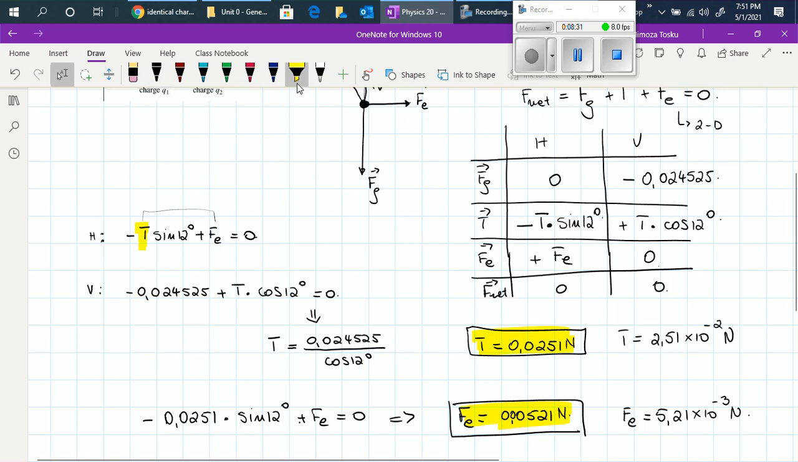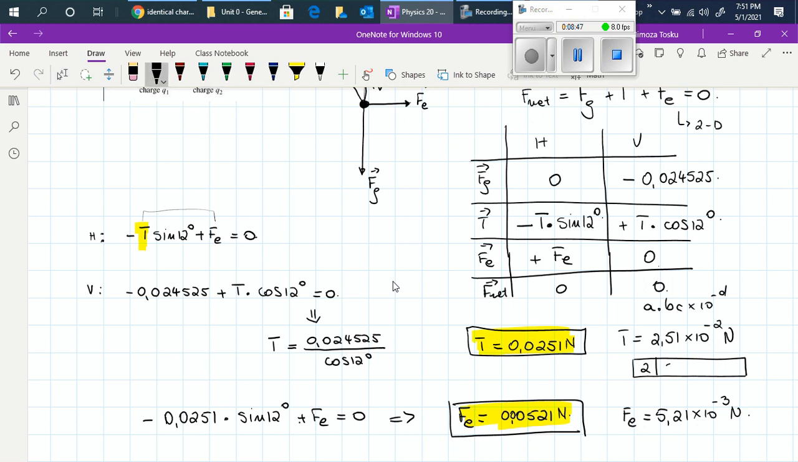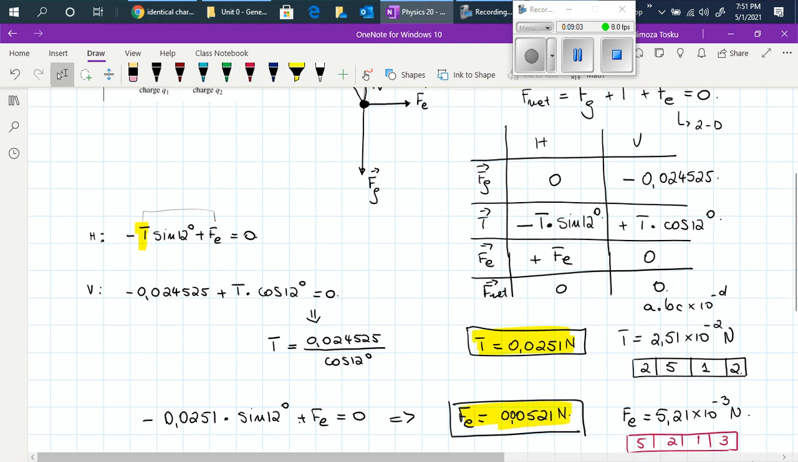So they are asking you to write it in the form A dot BC times 10 to the power of negative D. For tension, you will record it as 2, 5, 1, and 2, while for the electrostatic force in the form A dot BC times 10 to the power of negative D, it will be 5, 2, 1, and 3.